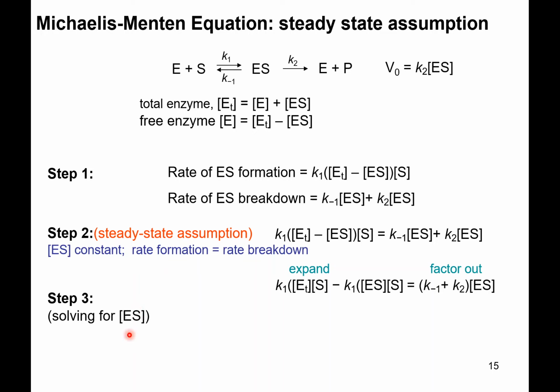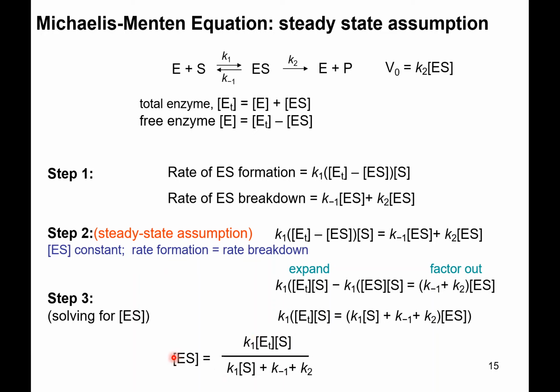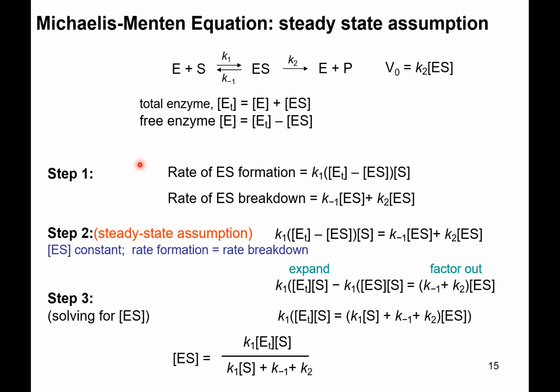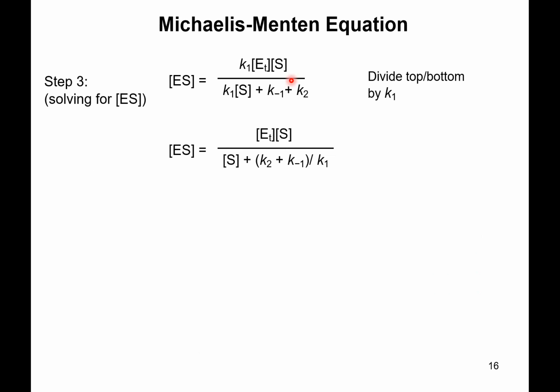And then the next step is solving for that enzyme substrate concentration. So when we do that, we get enzyme substrate concentration is equal to this. Lots of different rate constants, and we have this in terms of the total enzyme concentration and the substrate concentrations. This, again, is not really that important to us yet. Okay, we divide the top and bottom by K1, and when we do that, this is what we're left with.